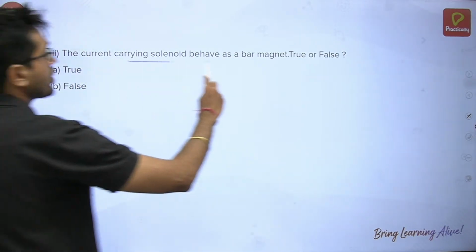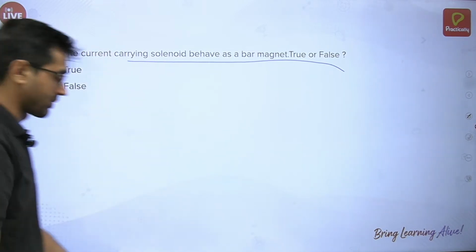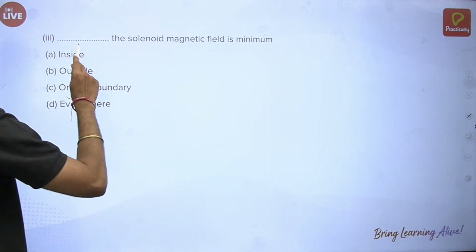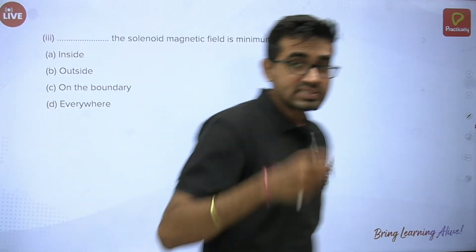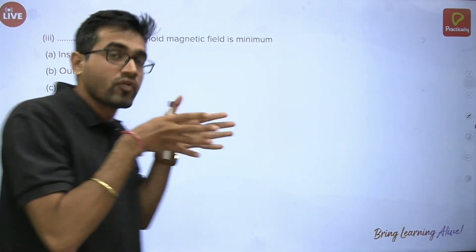The current carrying solenoid behaves as a bar magnet. I just told you, yes, it does behave as a bar magnet. Next. The solenoid's magnetic field is minimum when? Inside? No, it is the strongest inside, because the lines are very close and they are uniform.